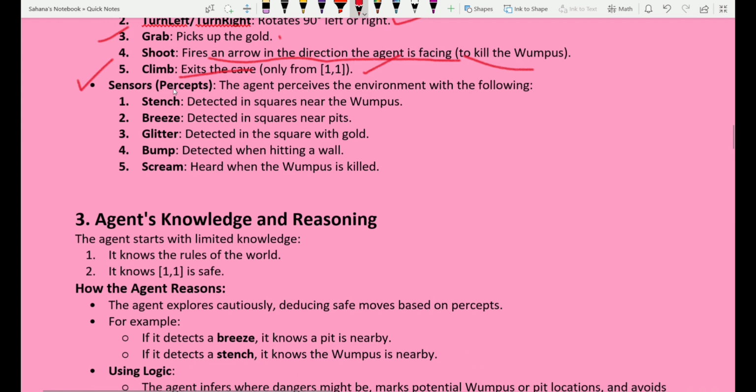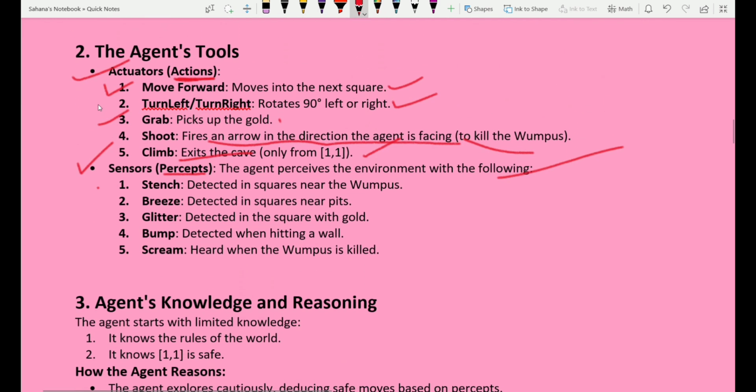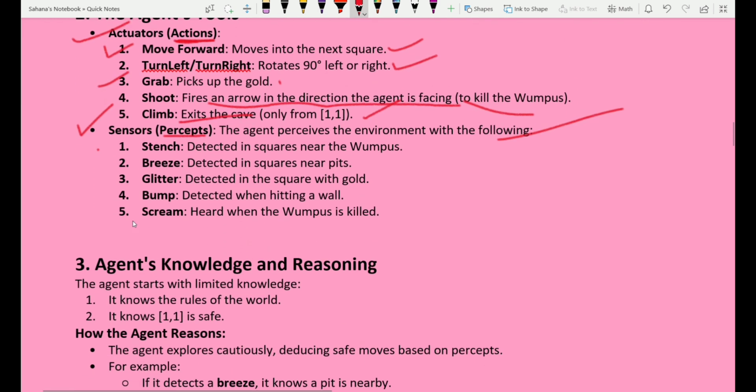Sensors are the percepts, what it can observe. The agent perceives the environment with the following. One is stench. It is detected in the squares near the Wumpus. If the Wumpus is there, the neighbor squares get the stench.